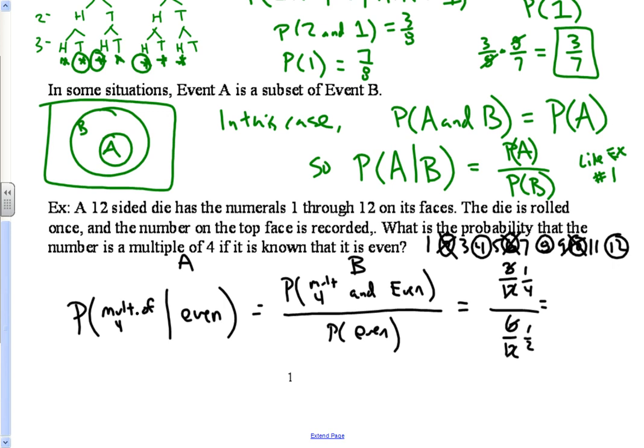So this would be 1/4 times 2 over 1, which is 1/2. That's a 2. Alright, so that looks like a 3. It's actually a 2. Alright, so the probability of that occurring, that if we know it's even, the probability it's a multiple of 4 is 1/2, which would be the answer. Use the formula and hopefully you won't find that to be too complicated.